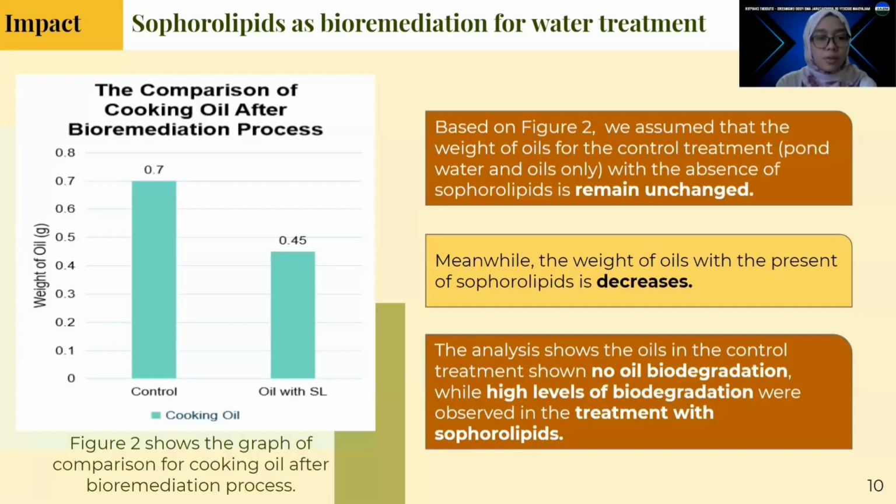So next, we have figure 2 here. Figure 2 is a bar graph of a comparison for cooking oil after bioinhibition process. So based on figure 2, we assume that the weight of oil for the control treatment on water and oil only, with the absence of sophorolipid, remains unchanged. Meanwhile, the weight of oil with the presence of sophorolipid is decreased. The analysis shows the oil in the control treatment showed no oil biodegradation, while high levels of biodegradation were observed in the treatment with sophorolipids.